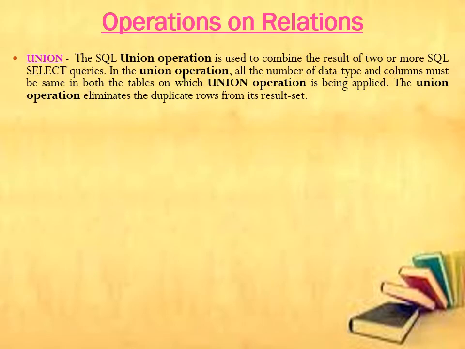First, we see union. The SQL union operation is used to combine the result of two or more SQL select queries. In the union operation, the number of columns and their data types must be the same in both the tables on which union operation is being applied. The union operation eliminates the duplicate rows from its result set. Remember that union operation eliminates the duplicate rows from its result set.